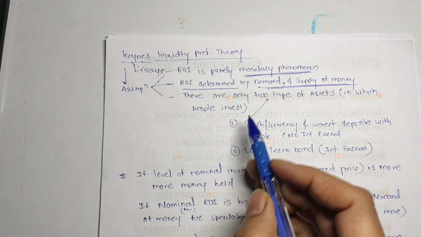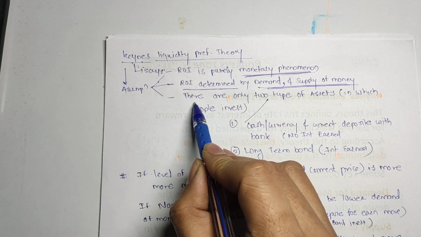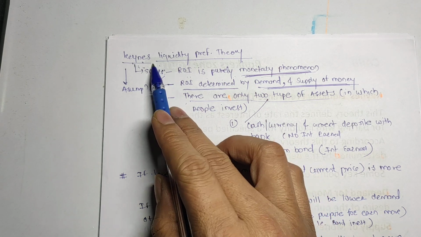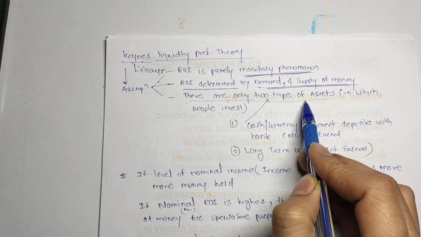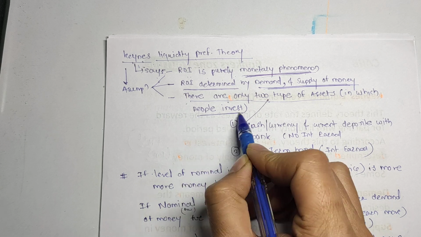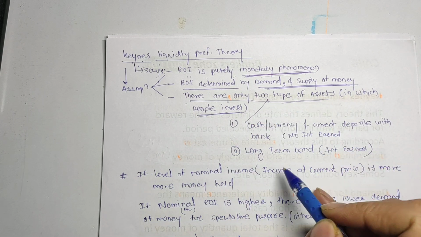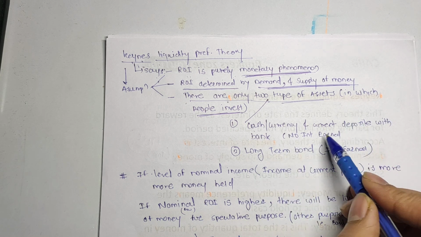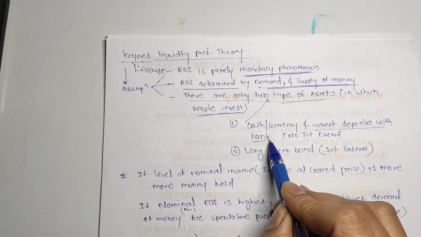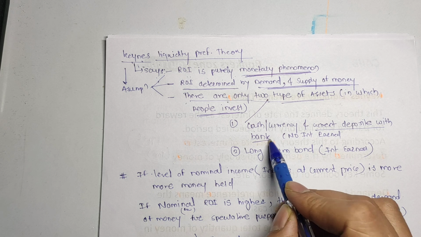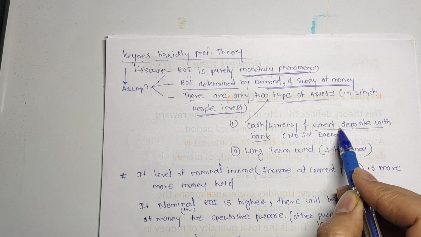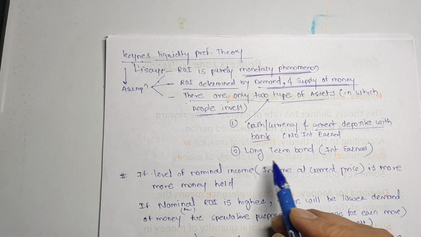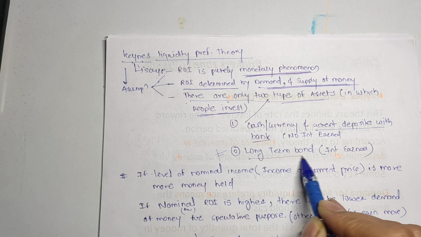Now next, according to Keynes, there are only two types of assets in which people invest. What is the first? The cash or the currency, and the current deposit with the bank. That means you either invest in cash, that is cash and the current deposit with the banks, that is current account balance mainly, or you can invest in the long-term bond.